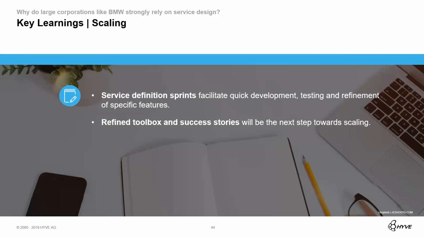So far our learning is that service definition sprints help to facilitate quick development, testing and refinement of specific features. On the other hand, the refined toolbox, so these tools that I mentioned that we were creating custom for BMW, we refine them all over the process, and we are creating this toolbox and collecting the success stories so that it is possible to scale the same success that we experienced in this context also with other teams, when the teams are growing, or maybe teams from different areas who want to apply the same approach.